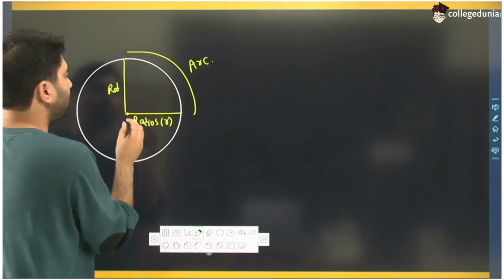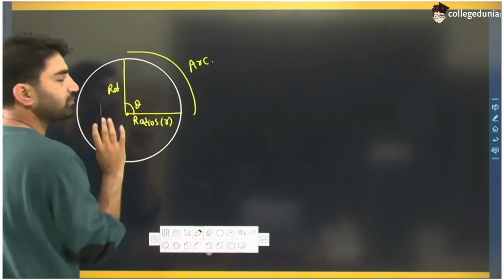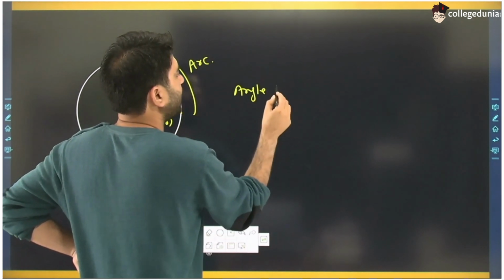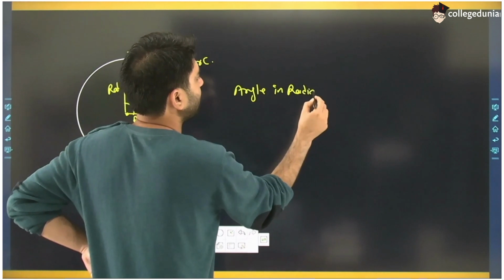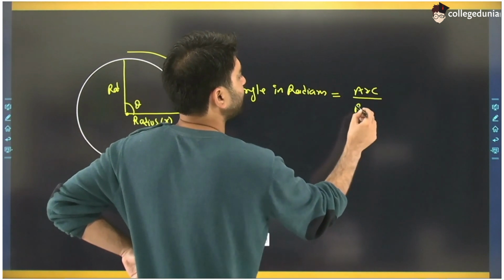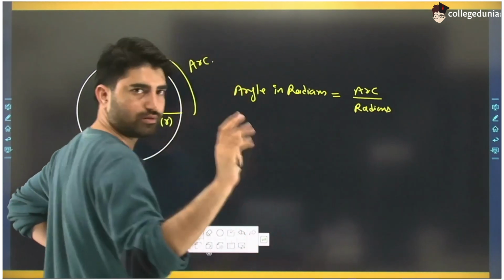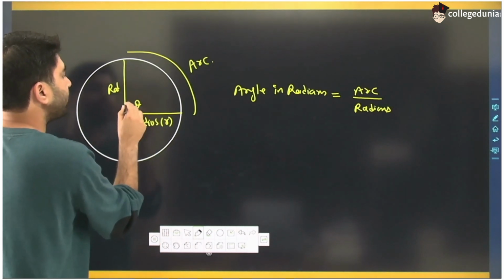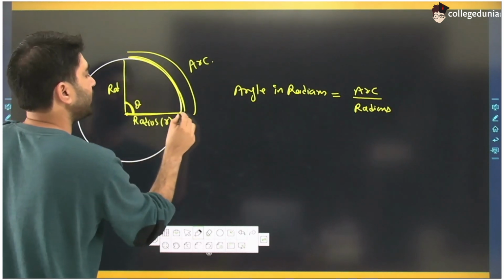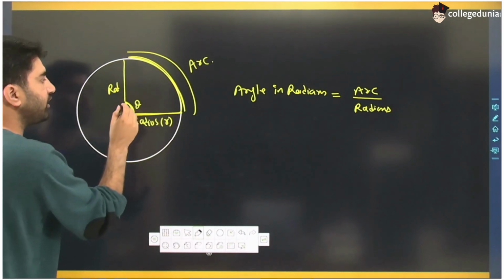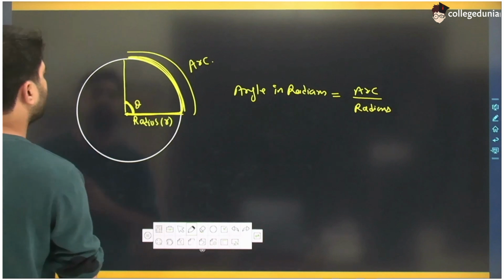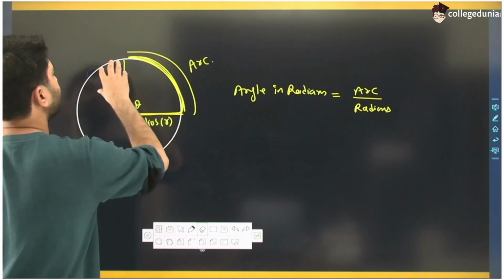Suppose I am interested in knowing this angle theta. Then angle in radians will be equal to arc divided by radius. So if you want to find this theta, you will have to divide this arc by this radius r.